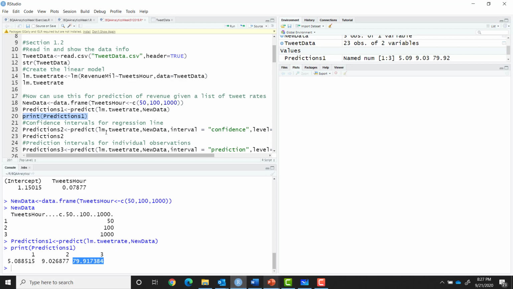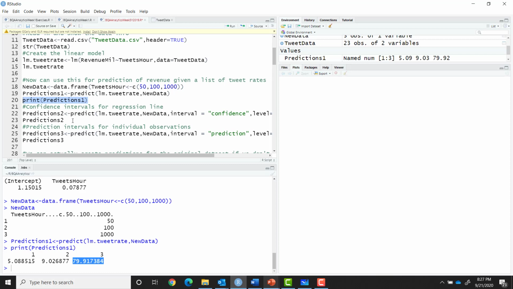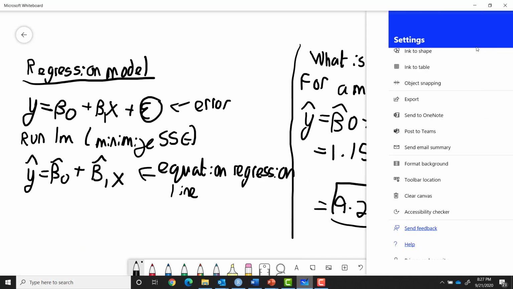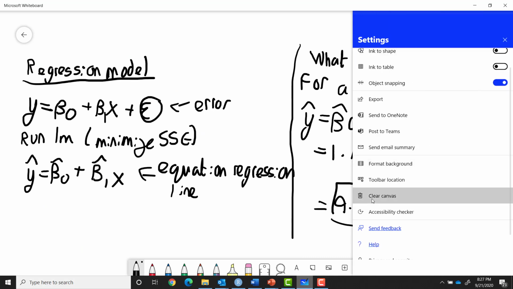Okay, so that was the little introduction. I want to do two more things in this video. We can have confidence intervals and we can have prediction intervals. So let me explain what each of those are. We all remember what a confidence interval is.